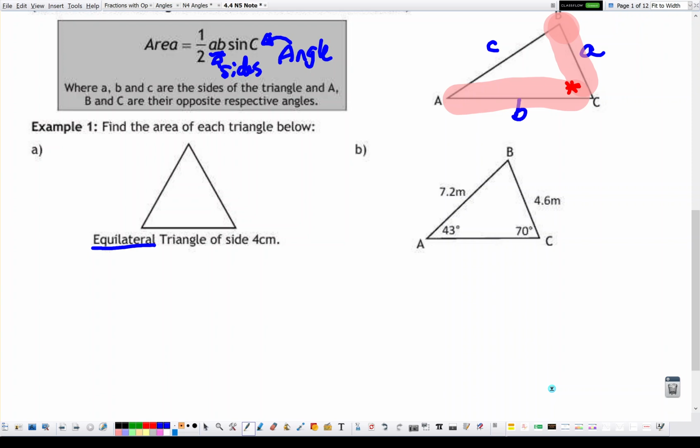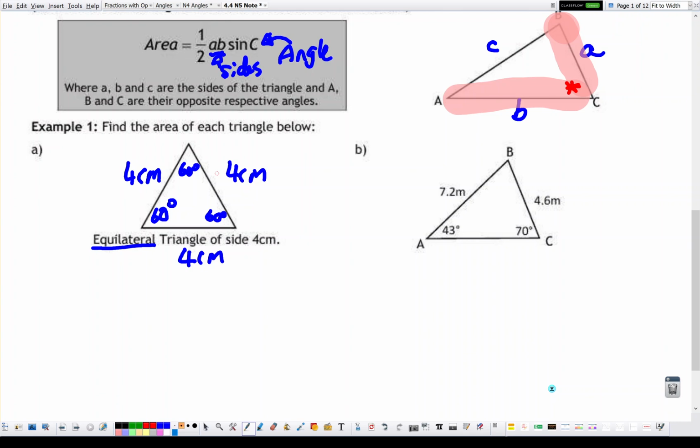But we need to know what's going on with this triangle. Equilateral means all the sides are the same, which means all the angles are exactly the same. If the three angles are the same, each one is 60. So can you please mark on 60 degrees, 60 degrees, 60 degrees. It says that each side length is 4 centimetres, so 4 centimetres for each side length, please. Let's mark that on. In our questions, this information will already be there, but we had to just mark that on.